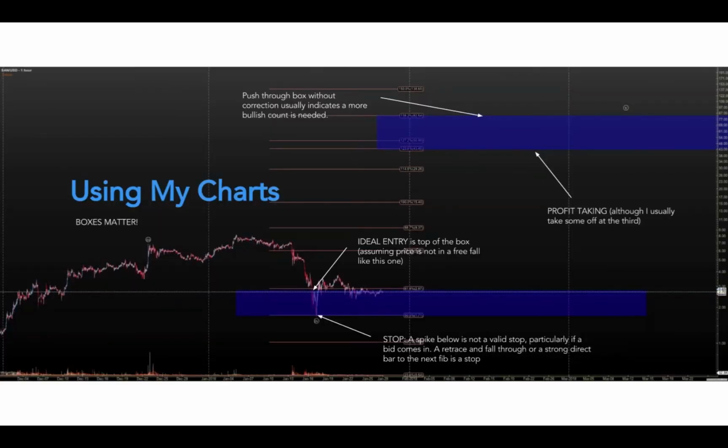Let's talk real quick about using my charts. The boxes I put in my charts matter a lot. They're based on the fibs that we use in Fibonacci Pinball and Elliott Wave.